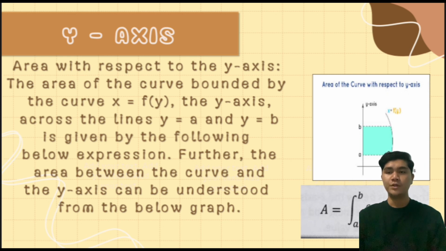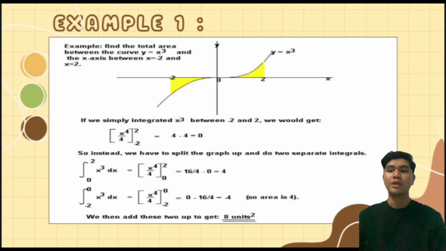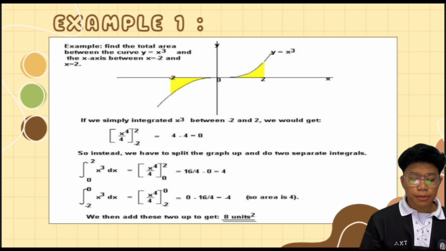Y-axis. Area with respect to the y-axis: the area of the curve bounded by the curve x equals f(y), the y-axis across the line y equals a and y equals b is given by the following expression. Further, the area between the curve and the y-axis can be understood from the below graph. So, we move on to example 1.